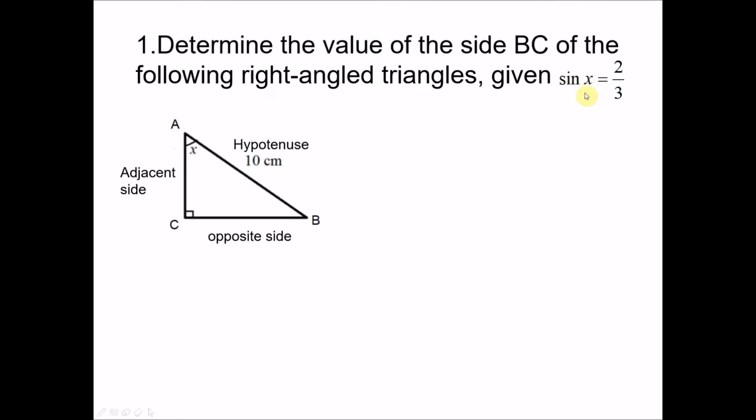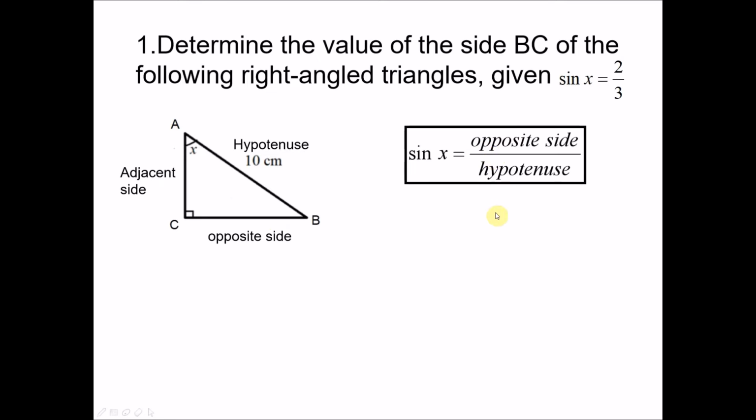And since sin x is given here, we need to use the formula where sin x equals opposite side over hypotenuse. So the opposite side here is BC, and the hypotenuse is this side here, AB, which is given as 10 cm. We can rewrite this as sin x equals opposite side BC over hypotenuse, which is 10. Sin x equals BC over 10. And sin x here, we can rewrite as 2 over 3. So 2 over 3 equals BC over 10.